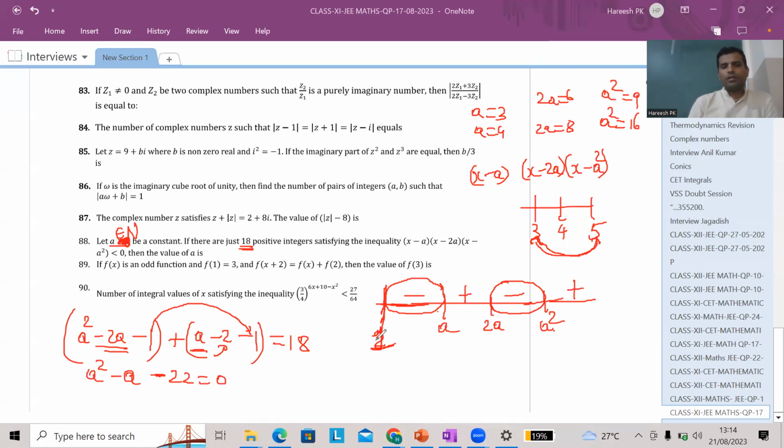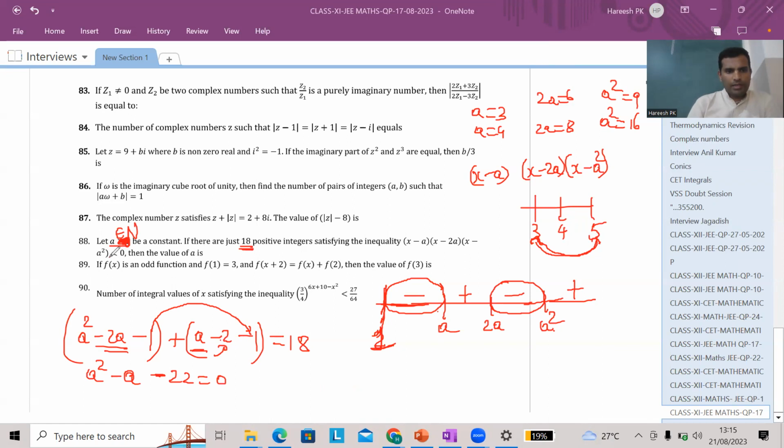So if they say a is any natural number, then between 1 and a, how many possibilities are there? There are a possibilities, so then you may get some answer. But nonetheless, here one thing is sure, a square is equal to 22 plus a. That means a should be at least 5, right? You will get exactly 5 if, let's say, this minus 1 and minus 1 are removed, right?